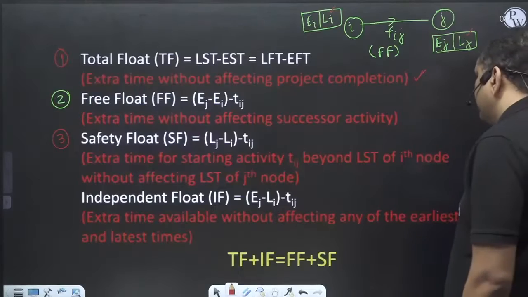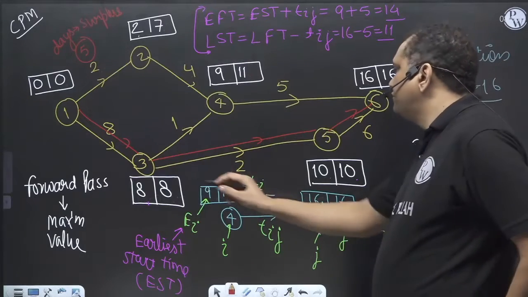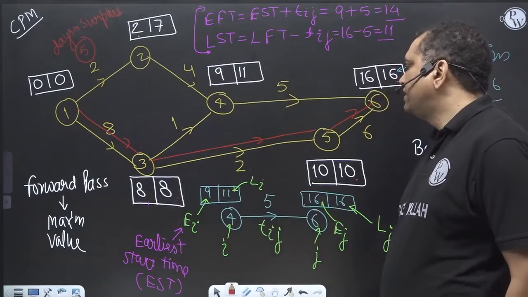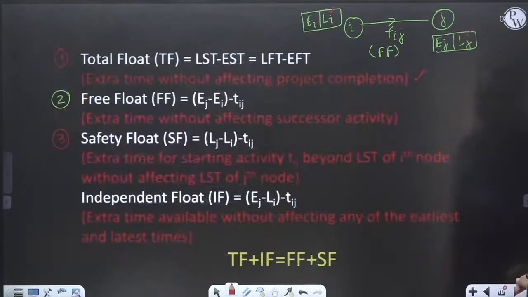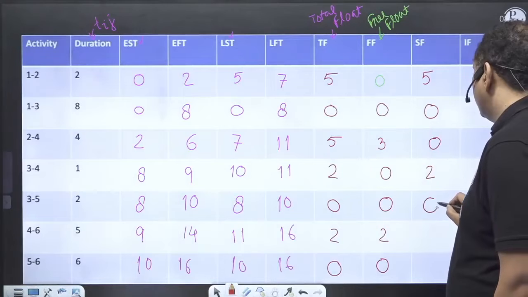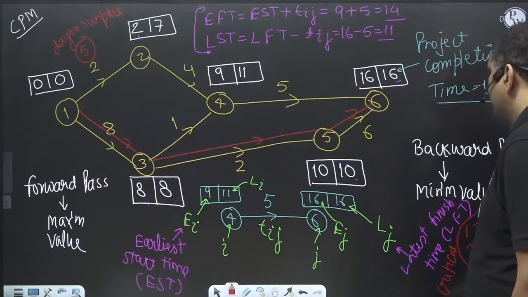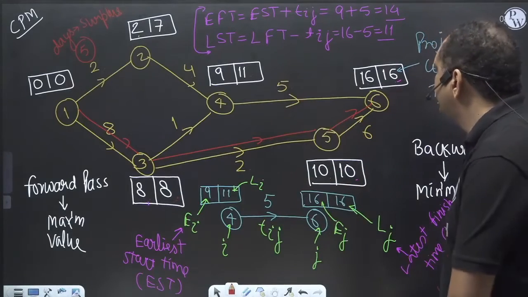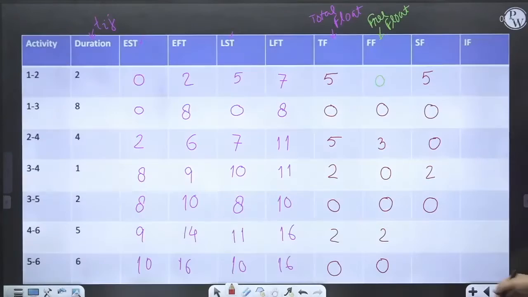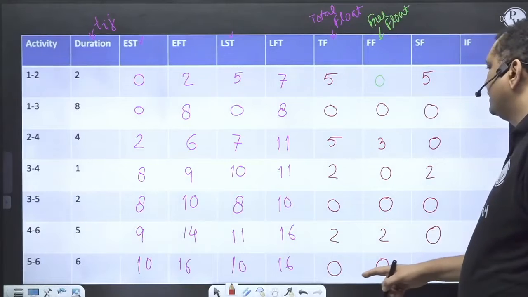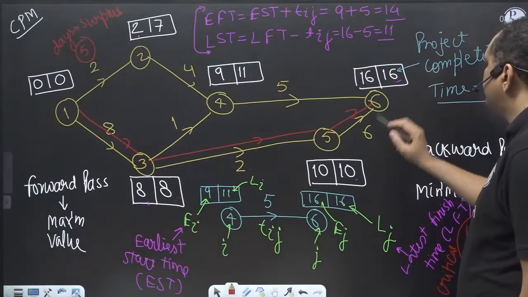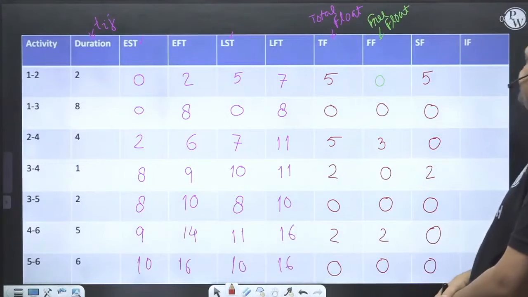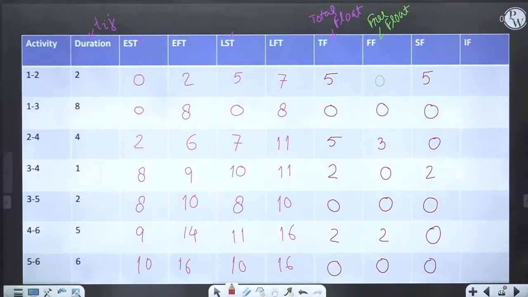3 to 5. Lj minus Li minus Tij. 10 minus 8 minus 2 is again 0. 4 to 6. Lj minus Li minus Tij. 16 minus 11 minus 5 is again 0. And 5 to 6. 16 minus 10 minus 6 is again 0. So these are the values of the safety float.